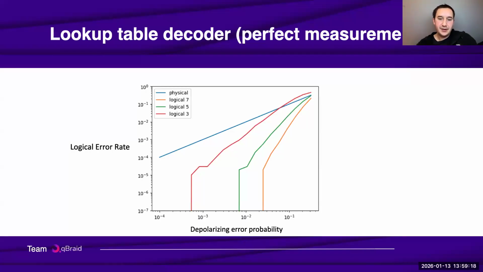This is another technique we're looking at, trying to move this towards fault tolerance. As I said, as you increase the code distance, your logical error rate should decrease. So this is the depolarizing error probability and the logical error rate. This is a standard quantum memory experiment.